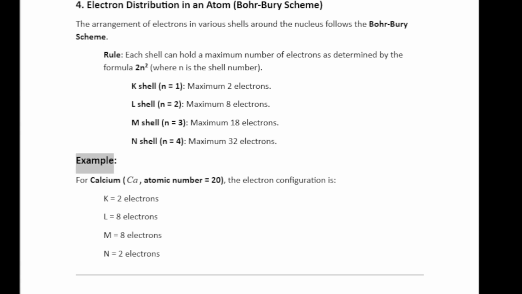Example: for calcium, atomic number is equal to 20, the electron configuration is K is equal to 2 electrons, L is equal to 8 electrons, M is equal to 8 electrons, N is equal to 2 electrons.